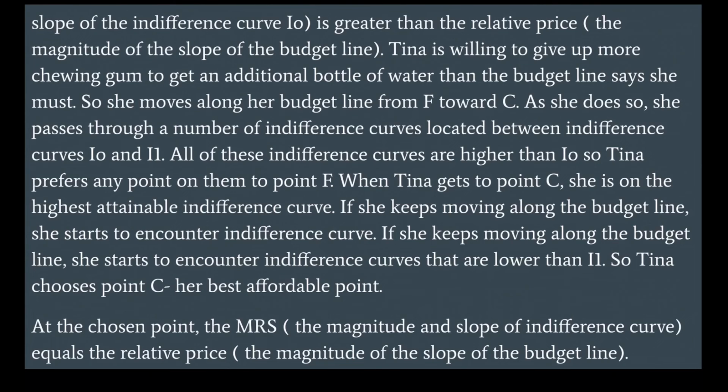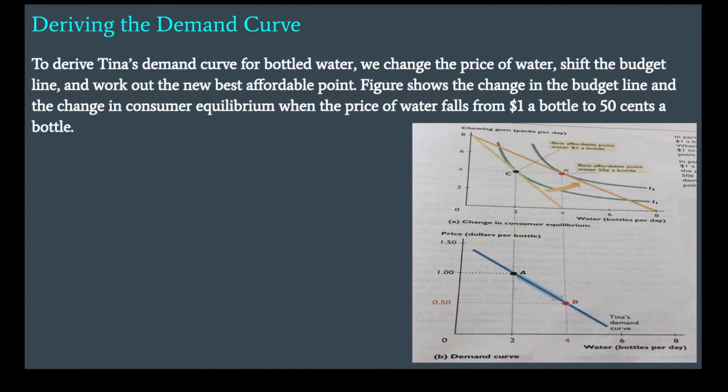At the chosen point, the MRS, that is the magnitude of the slope of the indifference curve, equals the relative price, the magnitude of the slope of the budget line. Deriving the demand curve. To derive Tina's demand curve for bottled water, we change the price of water, shift the budget line, and work out the new best affordable point.